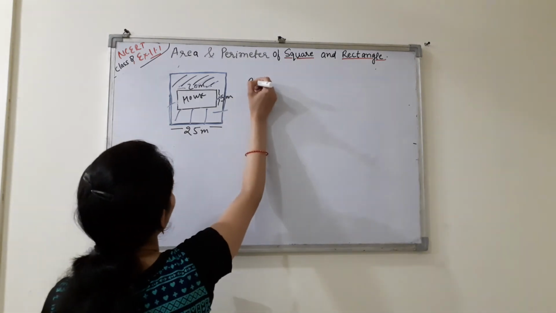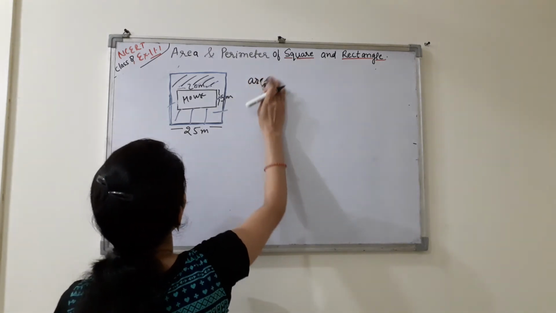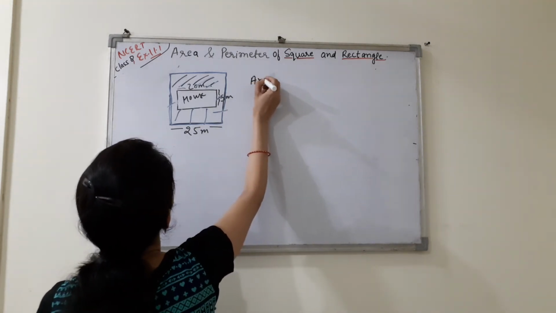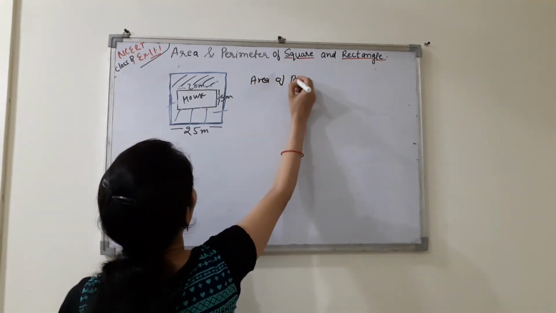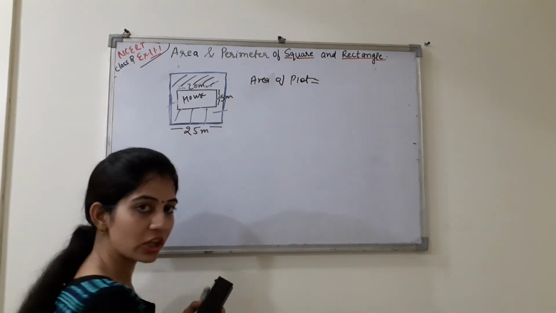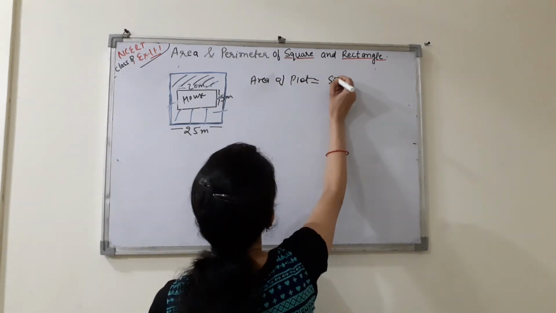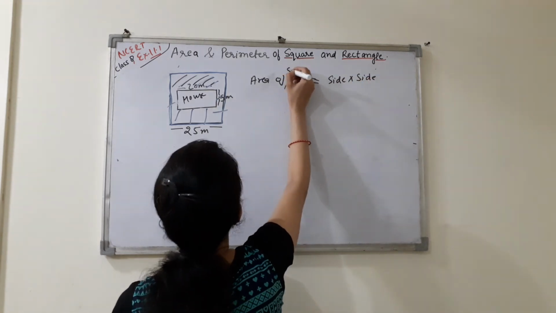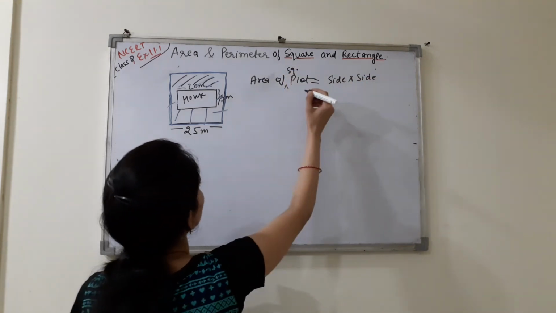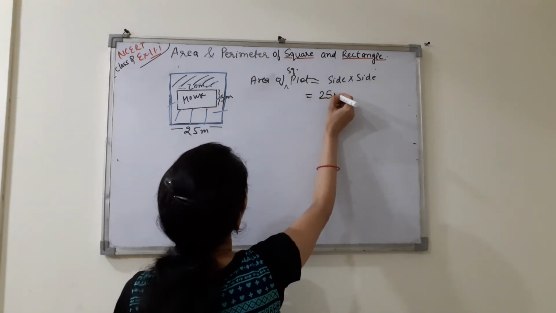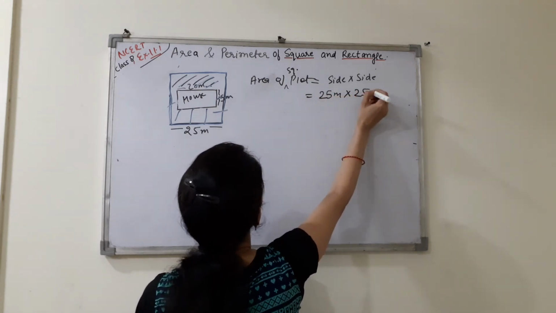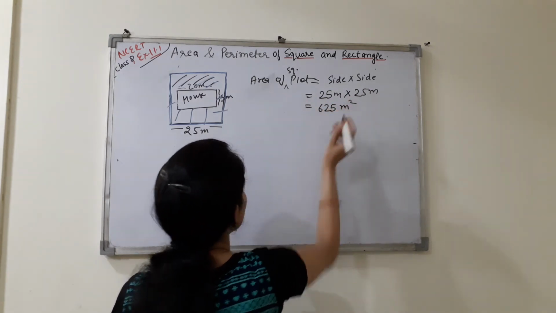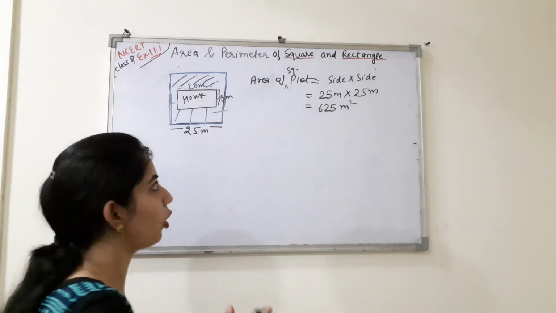So now first find the area of plot. So that is of square shape, so that is your side into side. You can mention square plot, right? So this is your 25 meter into 25 meter. So this is your 625 meter square, right? This is the area of plot.